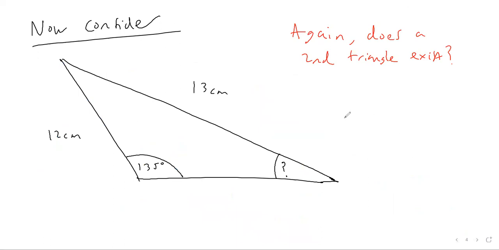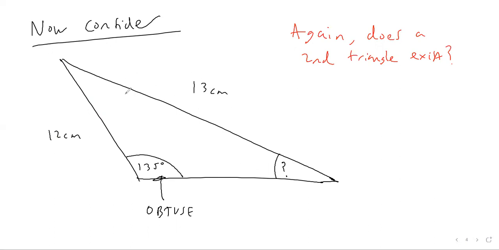Now let's think about this example. If you've got an example like this one, now we've got an obtuse angle down here. So we're given an obtuse angle. Is there going to be a second triangle? Is there going to be a second angle for this to work? Well, if you think about it, no. We don't really have to do any calculations with this one. We can just see that there's not going to be a second angle.